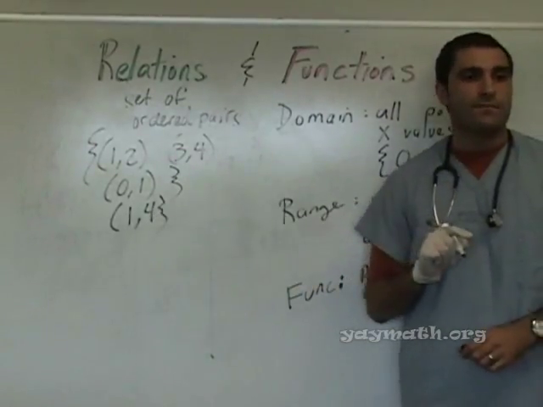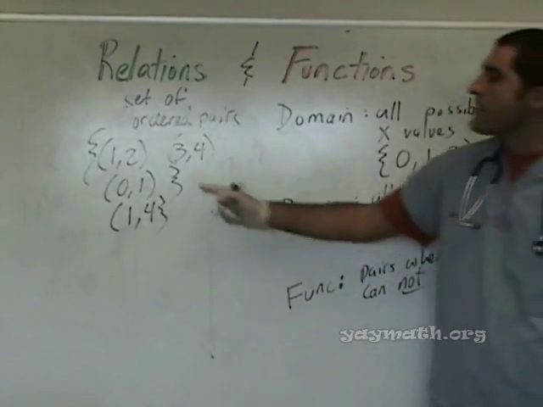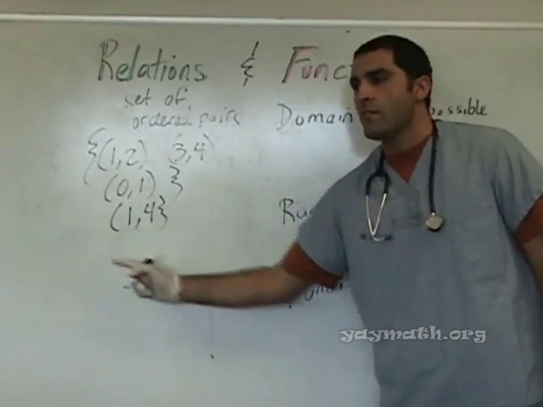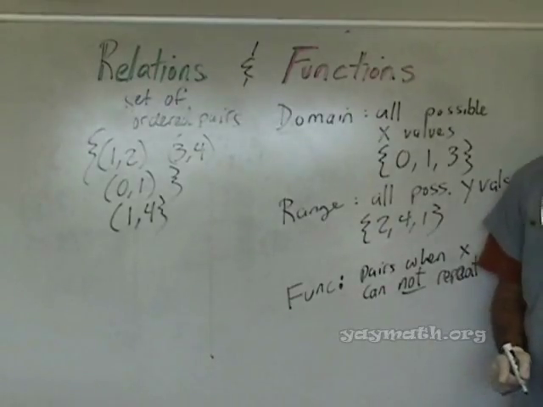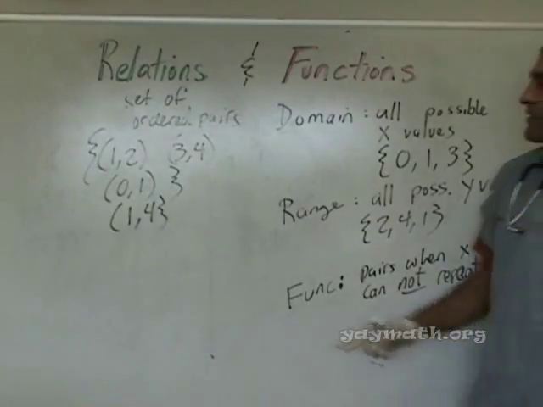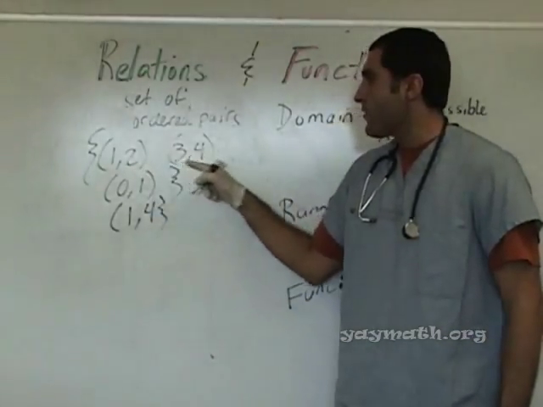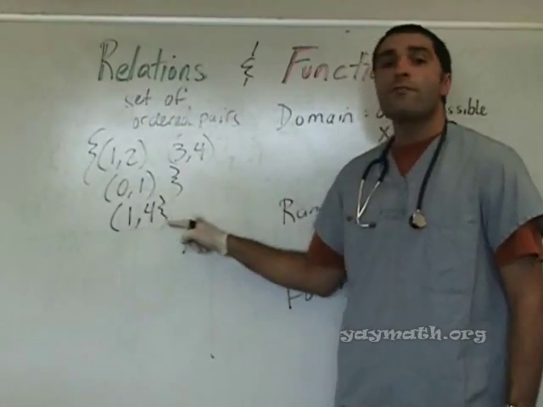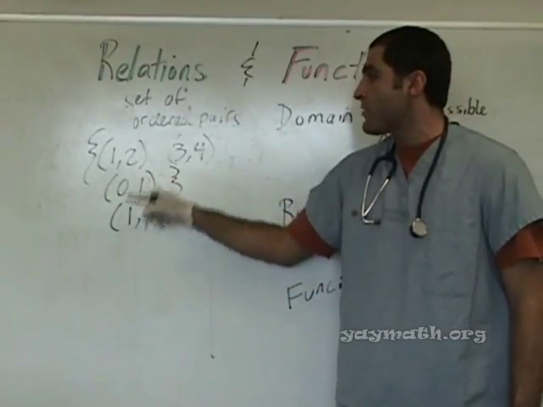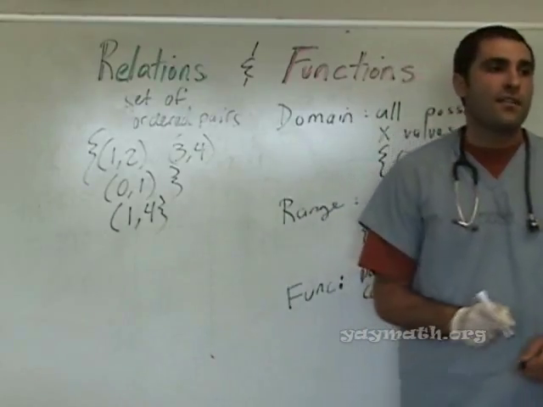What do you mean by cannot repeat? For example, here, I'm glad you asked. Is this particular relation a function? No, it's not, because x repeats itself: 1, 2, 3, 4, 0, 1, 1, 4. The 1 repeats, in 1, 2 and 1, 4. So this is not a function.